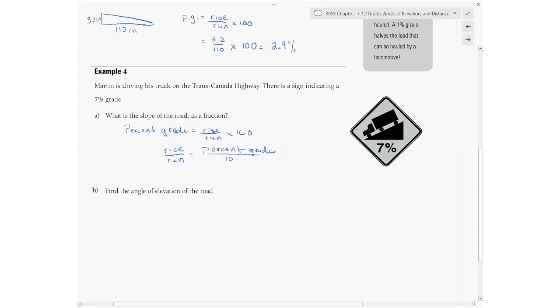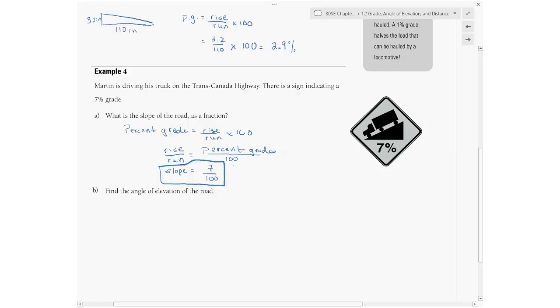divided by 100. So on your study guide, this is probably something you should have. The percent grade equals rise over run times 100. The rise over run equals the percent grade divided by 100. So that's going to be, so the slope is equal to the percent grade, which is 7 over 100. And you have a fraction right there. Okay, so that's representing it as a fraction.